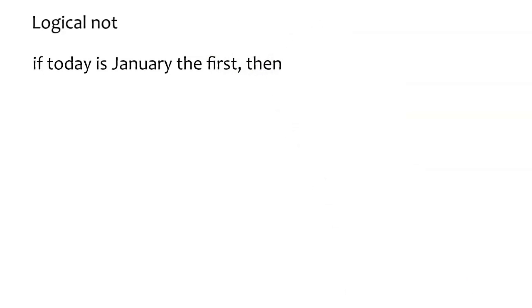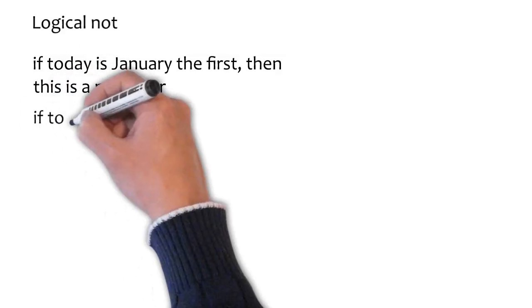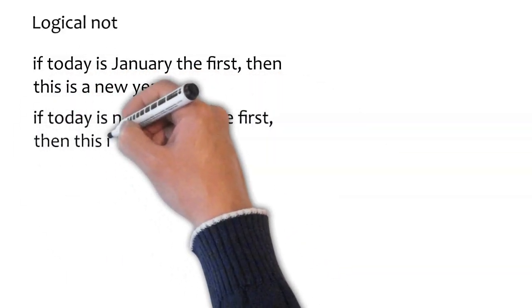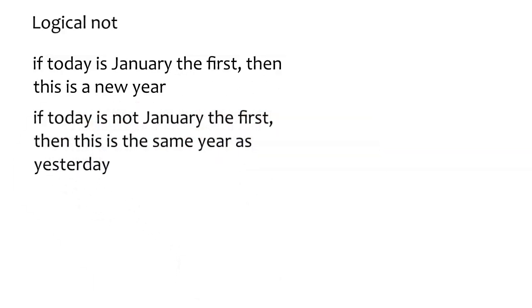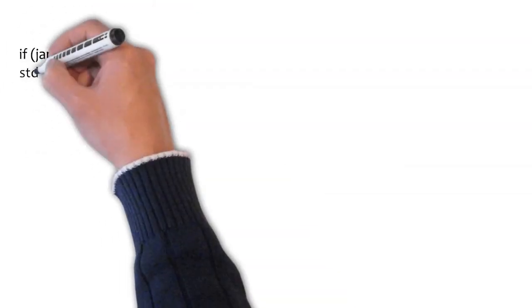The third operator is logical NOT. Logical NOT works the same as negation in English language. For instance, you can have an if condition saying, if today is January the 1st, then this is a new year. If you negate the if condition, then this is the same year as yesterday. The same statements written using the C++ program look like these.